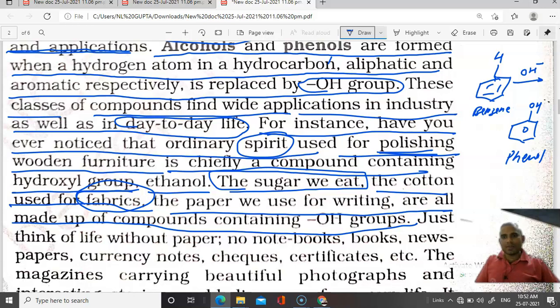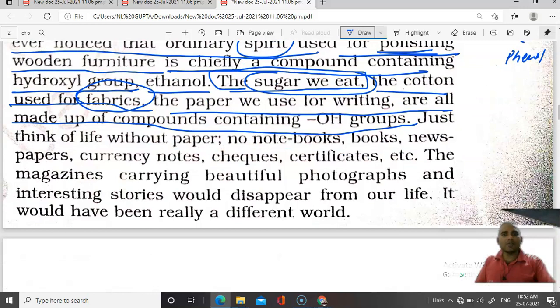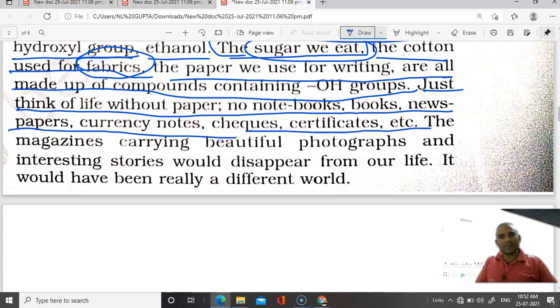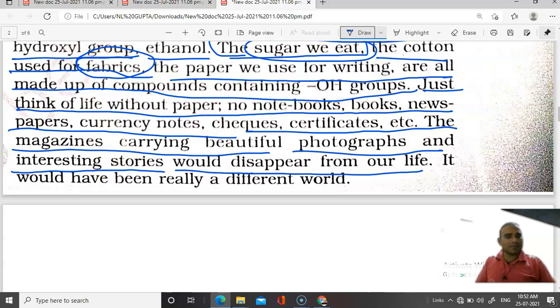Okay, so sugar and whatever else we are using, these all contain alcoholic groups, student. Keep that in mind. Now, what they are saying is: think of life without paper, no notebooks, no papers, currency notes, checks, certificates, etc. The magazines carrying beautiful photographs and interesting stories would disappear from our life. So if alcohol, phenol, and ether were not there, you could not imagine life, student. You cannot imagine the good life.